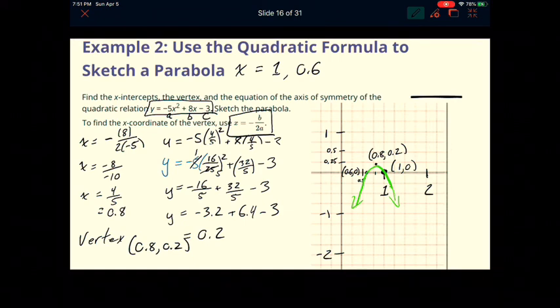So then go back to the question: find the x-intercepts, the vertex, and the equation of the axis of symmetry of the quadratic relation y equals -5x squared plus 8x minus 3, sketch the parabola. So I found the vertex, yes. I found the x-intercepts, yes. I found the axis of symmetry, haven't put that on yet. So let's draw that in. x equals 0.8. I forgot to label that. Good thing I went back to my question.